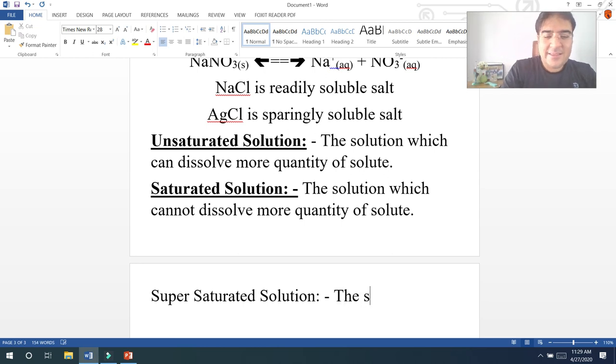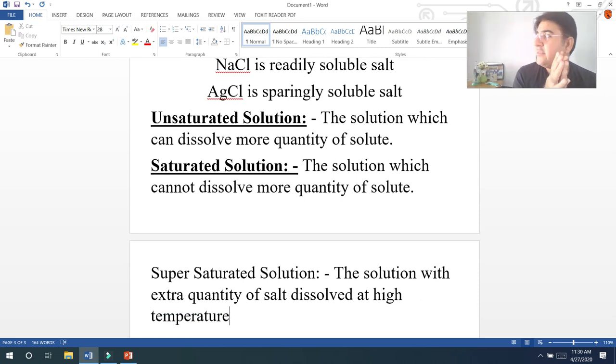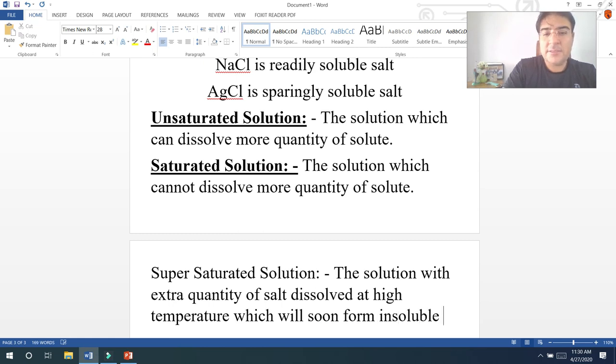We can say the solution with an extra quantity of salt dissolved at high temperature, because hydration is an endothermic process. So the solution with an extra quantity of salt dissolved in it at high temperature will soon form insoluble salt particles.